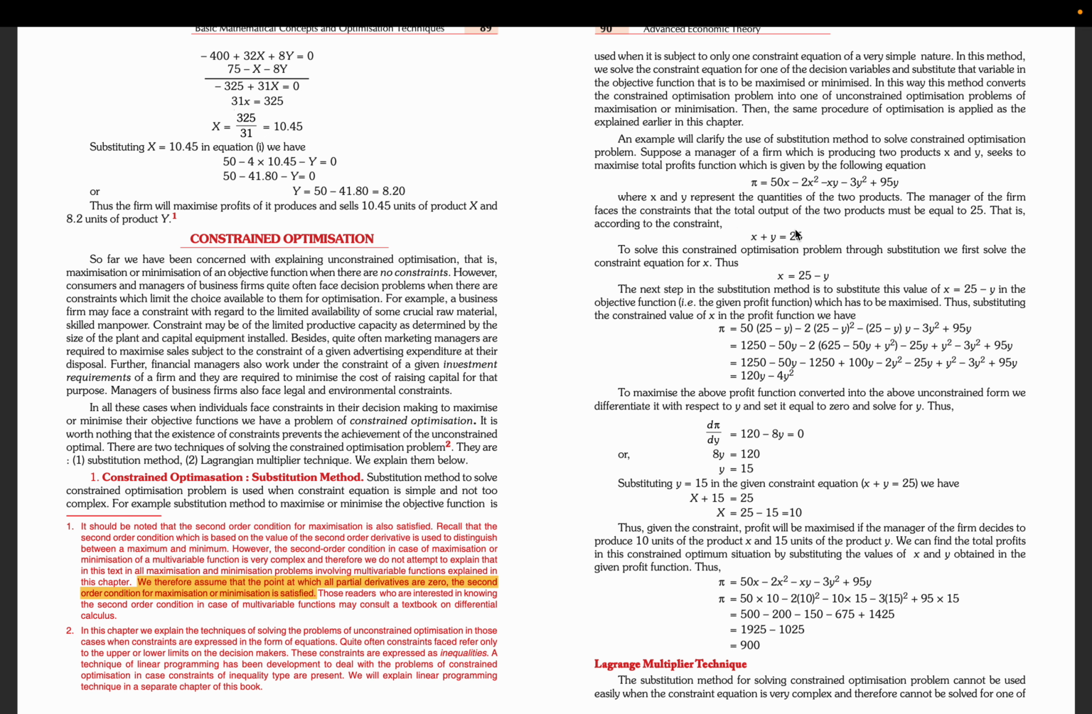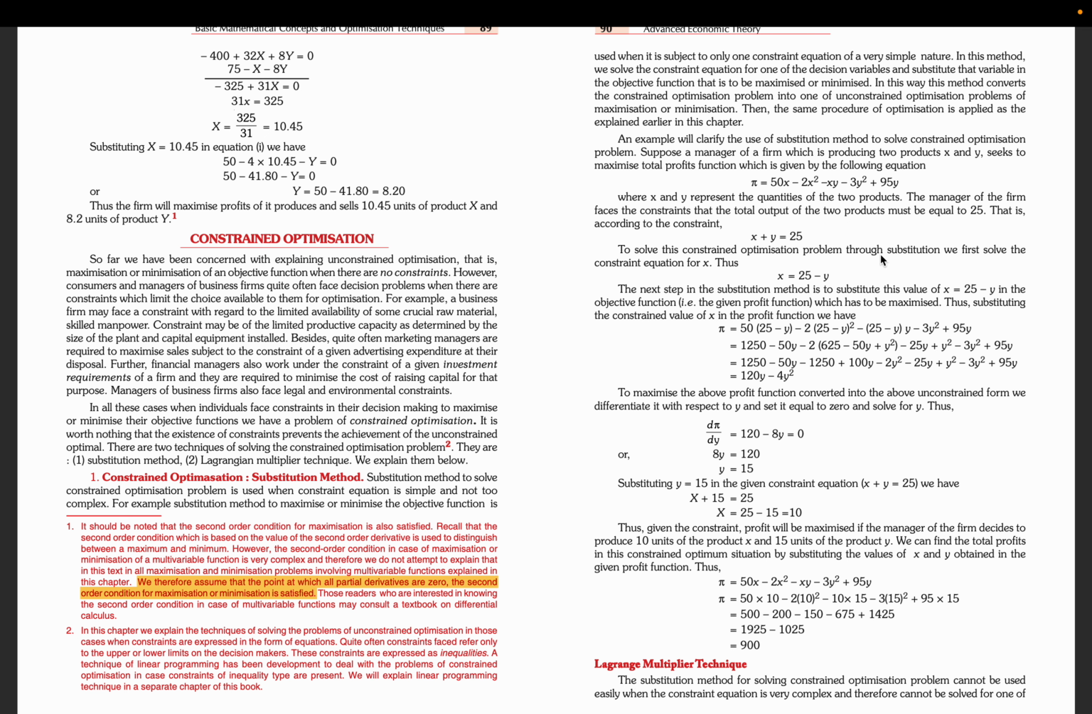A manager of the firm faces the constraint that the total output of the two products must be equal to 25. This is fairly simple, which is why we can use the substitution method. Otherwise, we always need to go to the Lagrangian method, and it's actually very easy. So you'll see.